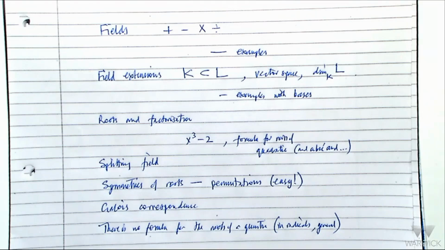X equals minus b plus or minus square root of b squared minus 4ac, da da da da, divided by 2a. Stop. Galois theory.